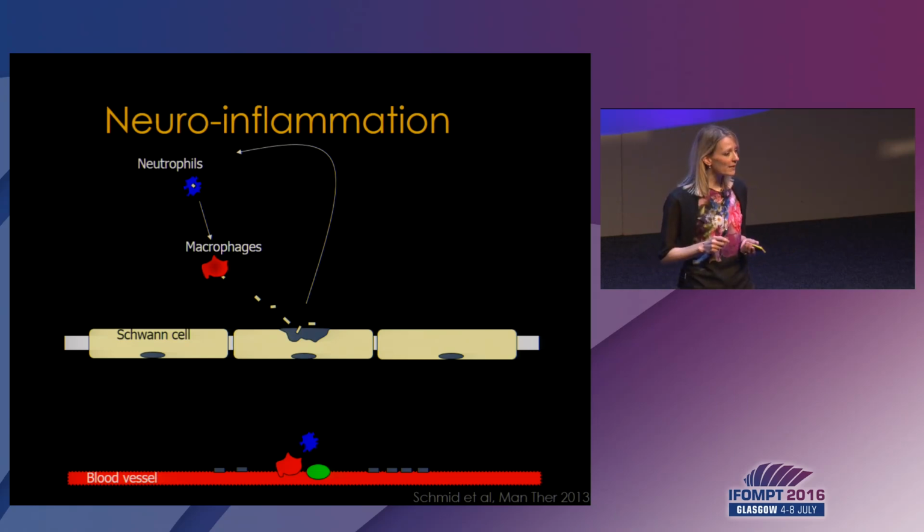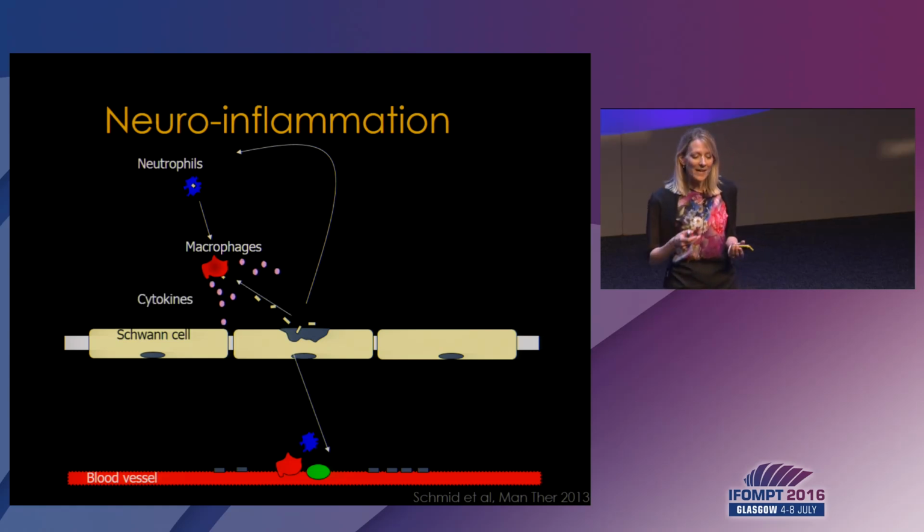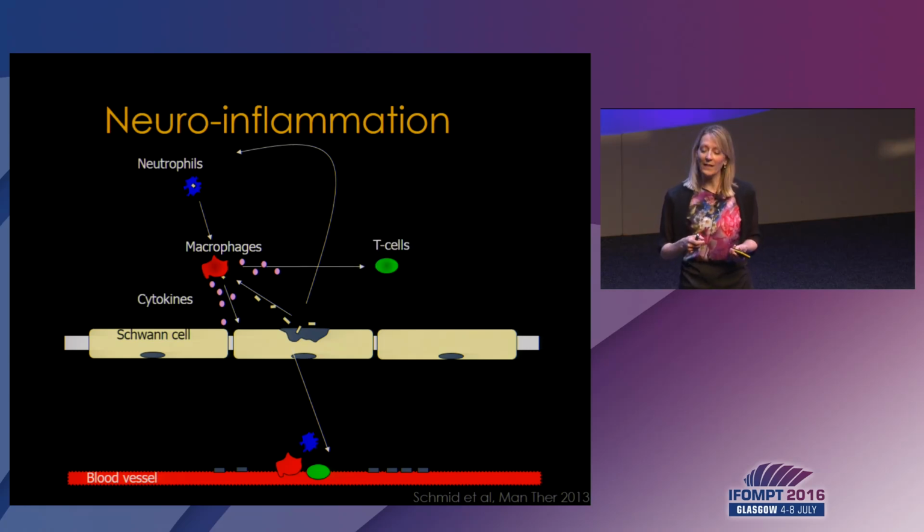And when they do that, they start to release certain inflammatory mediators, which we call cytokines. Cytokines are very important because they attract other immune cells. For example, they attract T lymphocytes. And T lymphocytes also secrete cytokines, which will now contribute to an even more inflammatory environment within that nerve trunk.